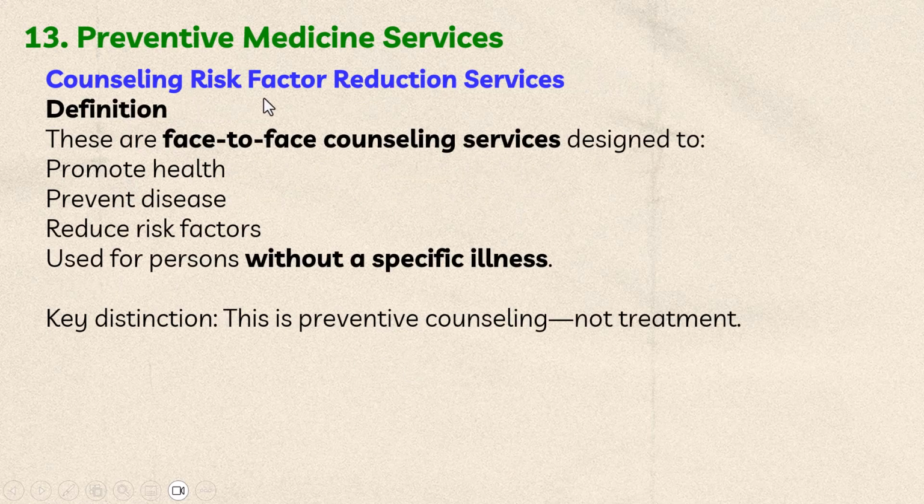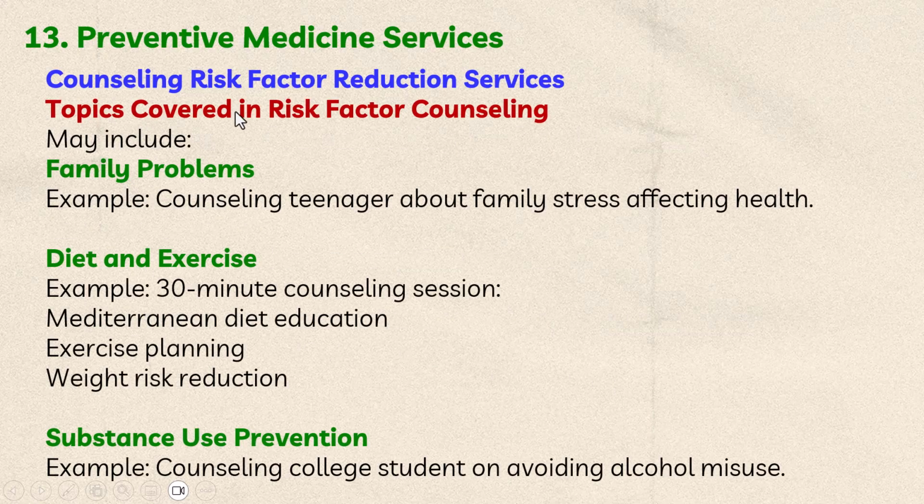Second category, counseling risk factor reduction services. These are face-to-face counseling services designed to promote health, prevent disease, and reduce risk factors, and used for persons without a specific illness. The key distinction is, this is preventive counseling, not treatment. So the topics covered in risk factor counseling, it may include family problems. Example, counseling a teenager about family stress affecting health. Diet and exercise, such as a 30-minute counseling session, including Mediterranean diet education, exercise planning, weight risk reduction.